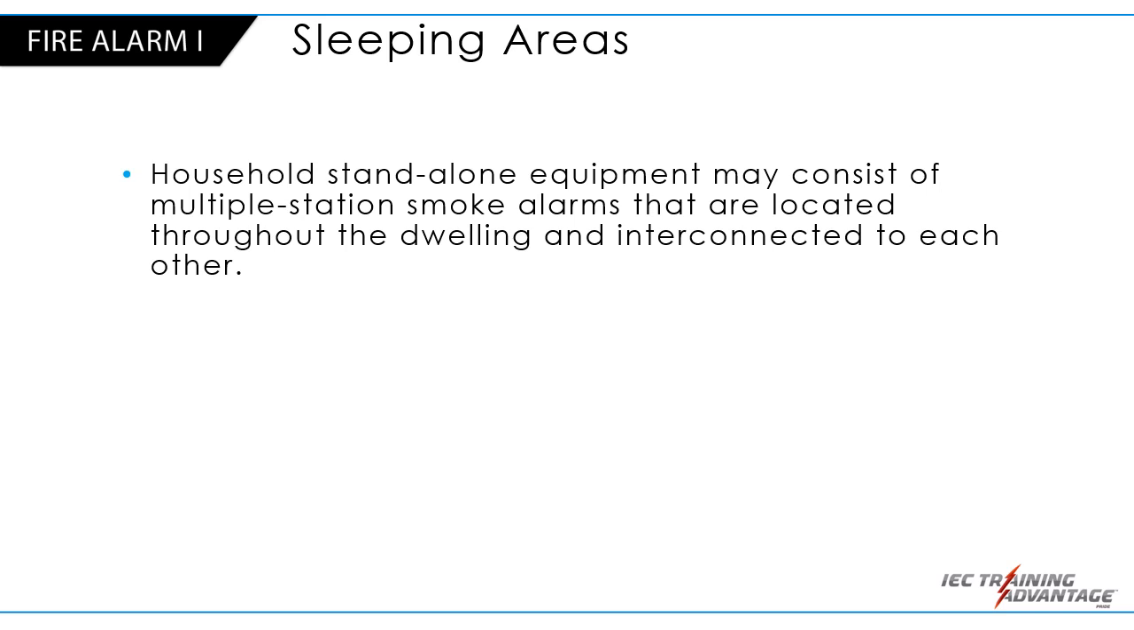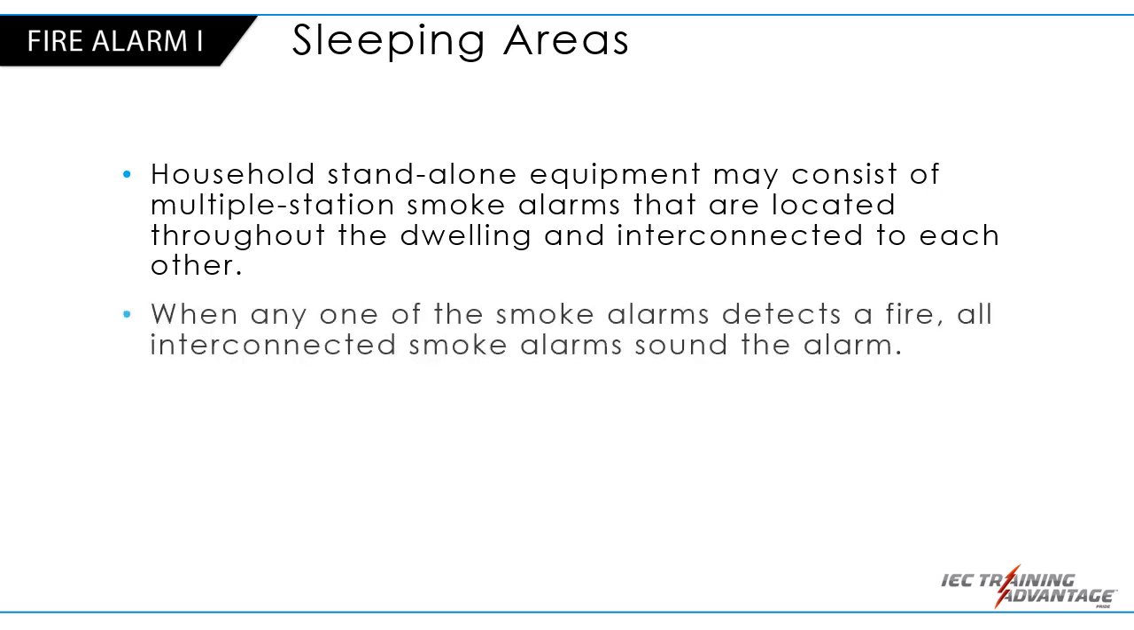Household standalone equipment in sleeping areas may consist of multiple station smoke alarms that are located throughout the dwelling and interconnected to each other. When any one smoke alarm detects a fire, all interconnected smoke alarms sound the alarm. Meaning, let's say downstairs in the living area, smoke from the kitchen because somebody burnt something makes its way into the living room. That smoke is picked up by the smoke alarm, and that smoke alarm decides it's going to wake everybody up that isn't already awake, and it starts to alarm like it should.